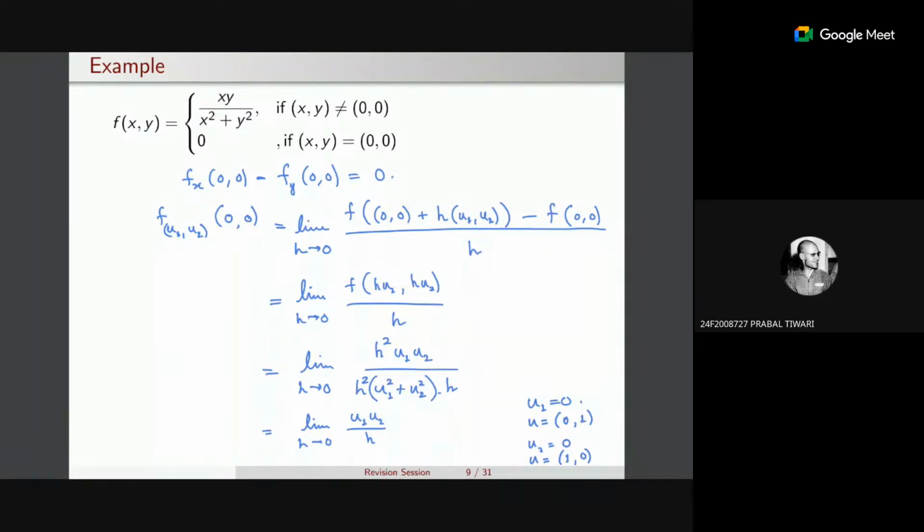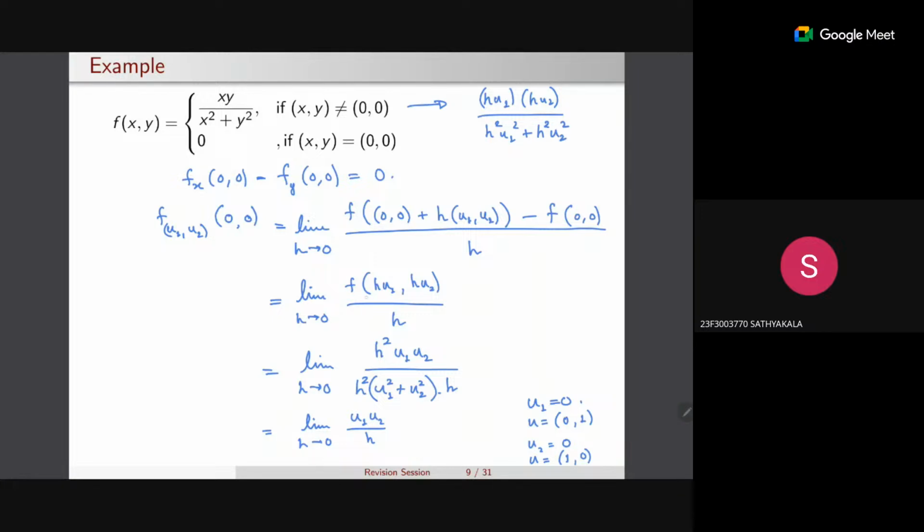Correct? Sir, could you please explain the step h squared u1, u2, and then proceed with the next step? Yes. I've just substituted hu1, hu2 over here. So this becomes hu1 times hu2 divided by h squared u1 squared plus h squared u2 squared. Right?